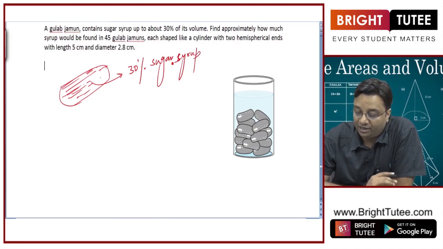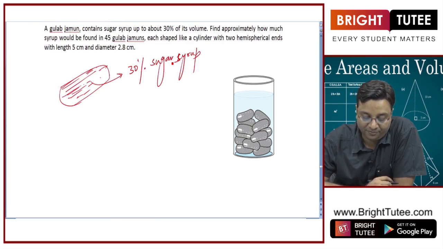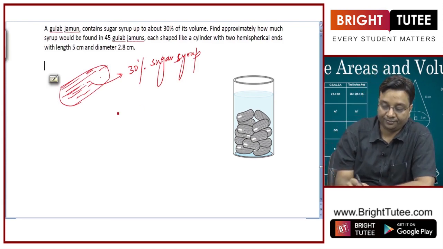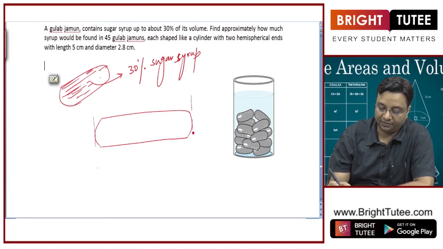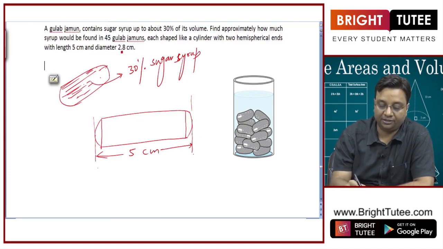Find approximately how much syrup would be found in 45 gulab jamuns, each shaped like a cylinder with two hemispherical ends, with length 5 centimeter and diameter 2.8 centimeter. So this is the shape, and the length is given as 5 centimeter and diameter is given as 2.8 centimeter.